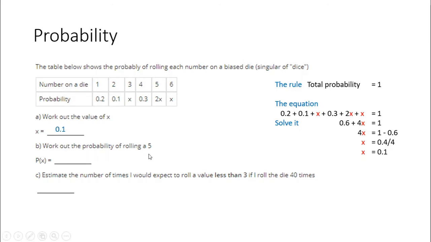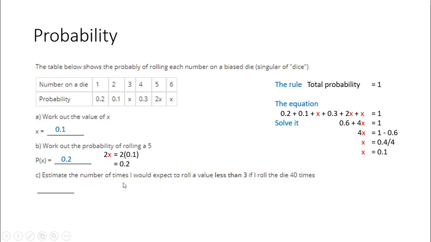Work out the probability of rolling a 5. Probability of rolling a 5 is 2x. And now that we know what x is, we can say that the probability of rolling a 5 is 2 times 0.1. 2 times 0.1, that's 0.2, so we've got the probability of rolling a 5.